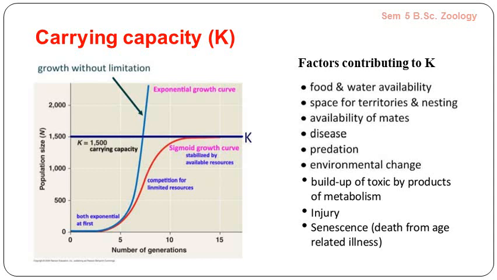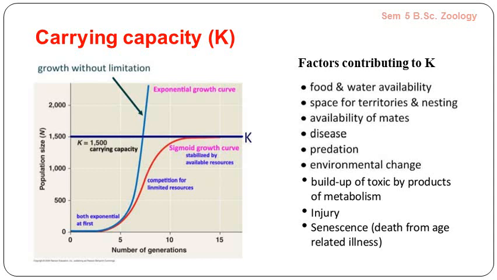I hope this is clear. Okay, so here is just a listing of the factors that contribute to the carrying capacity, or you can see a collection of environmental resistance, right? So it is food and water availability. Individuals will be competing. If there is a huge number of individuals, there will be competition for food and water.